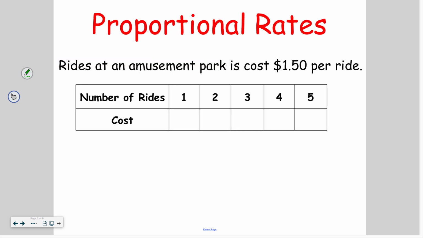Looking at proportional rates, we can also use information to fill in a table. So it says the rides at an amusement park cost $1.50 per ride.